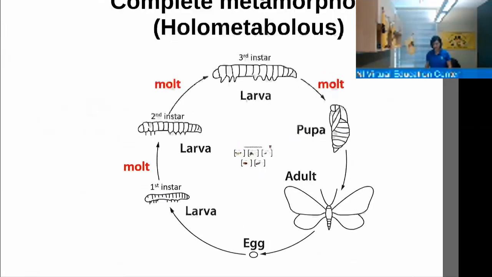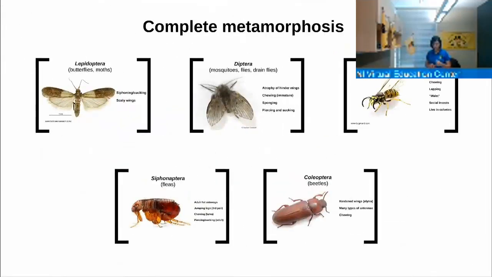Examples of pests that have complete metamorphosis: butterflies and moths, mosquitoes, flies, drain flies, ants, bees, wasps, fleas, beetles. And what is a common mistake? I'm Mariah. My customer has fleas, and he already treated the animal. Is that enough? No. Where are the flea larvae? They're not on the host.